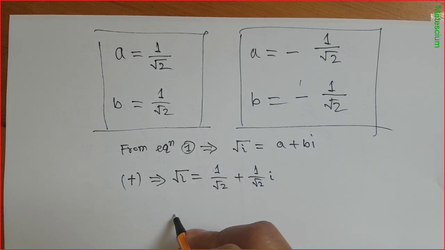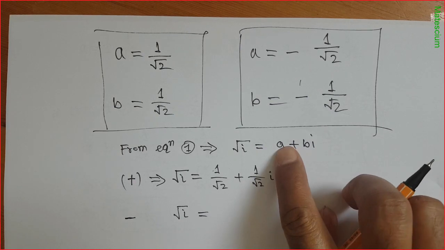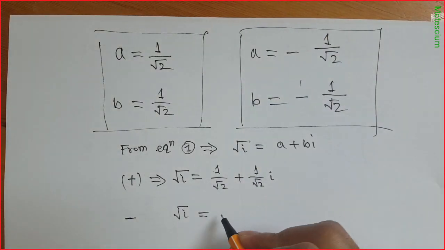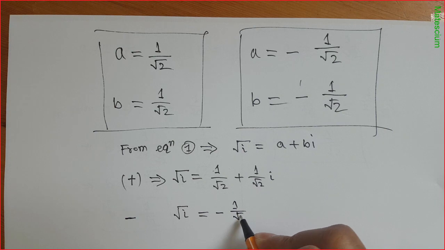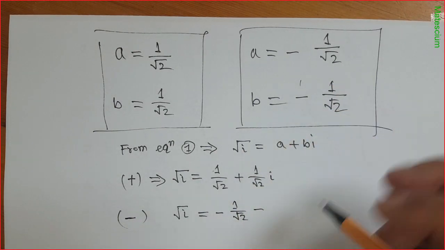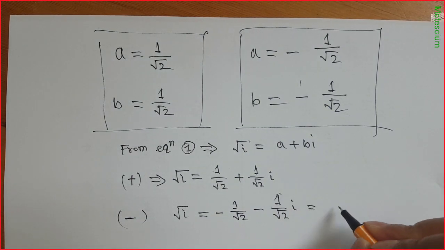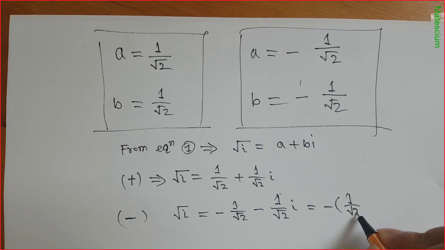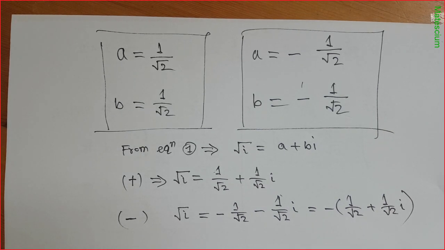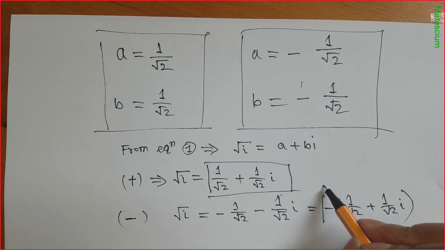There is another solution of this square root of i, if I consider the negative value here. In that case, this a means minus 1 over square root of 2, minus b means minus 1 over square root of 2, i. So I can write it this way: minus 1 over square root of 2 plus 1 over square root of 2 i, right? So we got two values of square root of i. This is one solution and that is another solution.